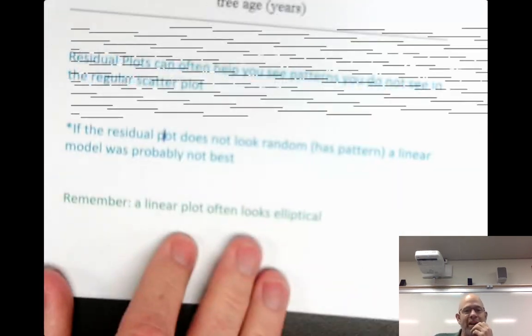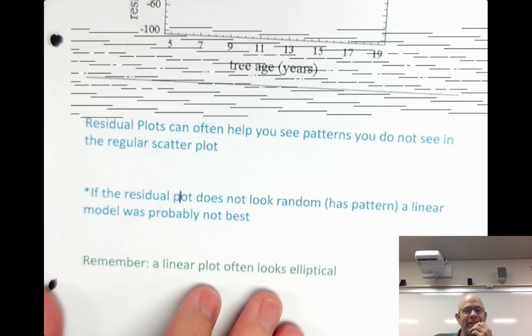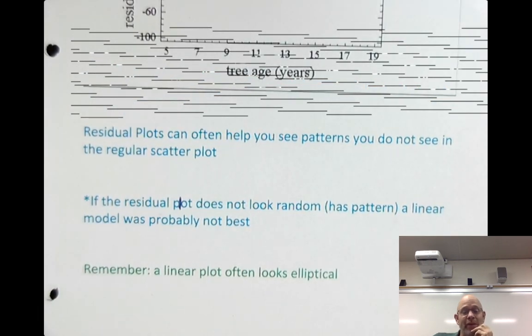Let me make this a little smaller so you can see it. So residual plots can often help us see patterns that we don't see in the regular scatter plot. The regular scatter plot looked like a line, looked great. But if the residual plot does not look random or has some sort of pattern, it probably means the linear model is not the best model. In a linear model, the residual plot would look elliptical, scattered all over the place. But when we see a pattern, it's telling us that there's probably a better model.